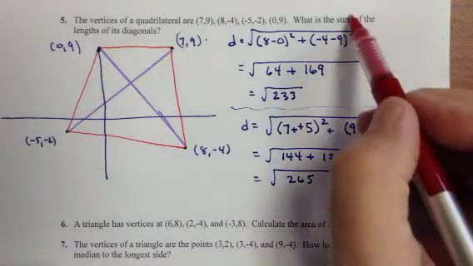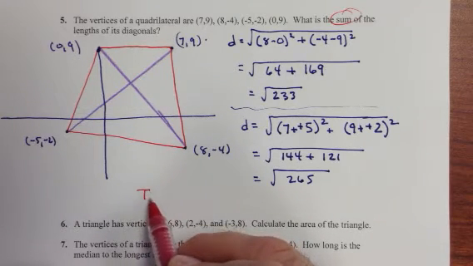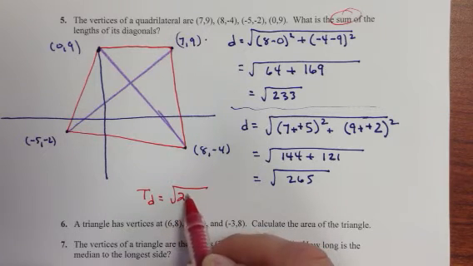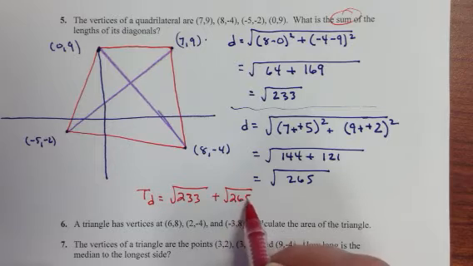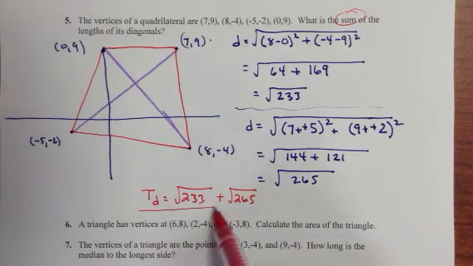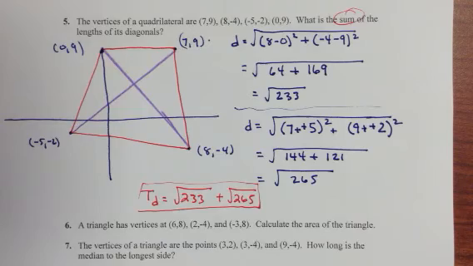And then it says, what's the sum? So total distance. I cannot add these two radicals together. They are not the same. So the final answer is simply radical 233 plus radical 265.